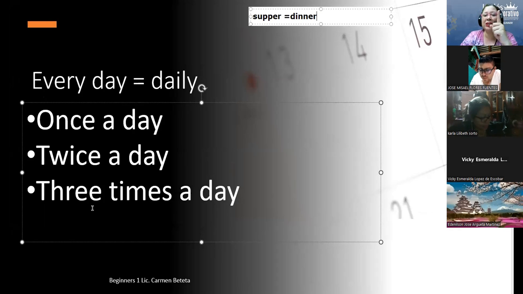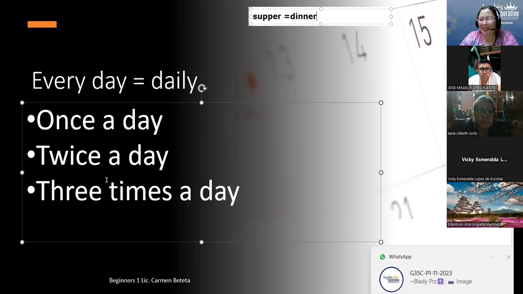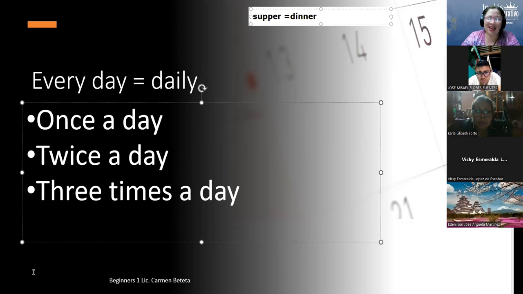Ok, so three times a day. We eat three times a day. We have three meals a day, right? So it means breakfast, lunch, and dinner. Yeah, but maybe we eat five times, right? Some of you eat six times a day, right? Before going to bed, maybe you have some snack, okay? Wow. You have some snack.